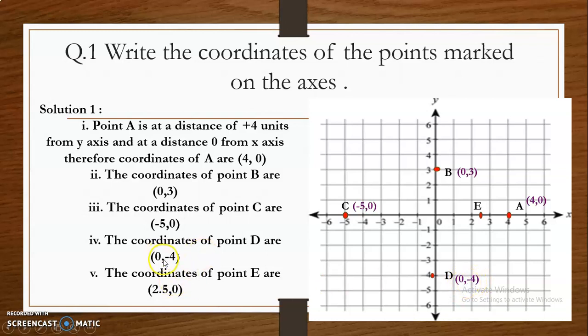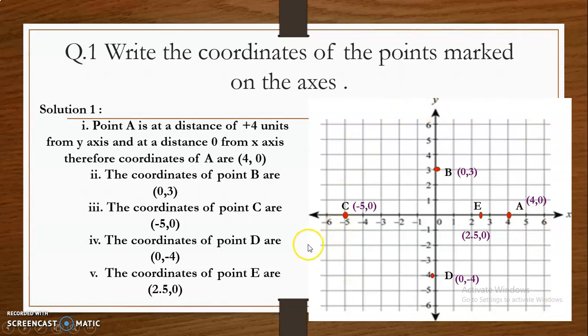Now see the coordinates for the point E. How much distance away from the vertical axis? It is 1, 2 and 2.5 because it is lying between 2 and 3. So it is 2.5 distance away from the vertical y-axis. And as it is on the x-axis, the second coordinate will become 0. So the coordinates for point E are 2.5, 0. I hope you have understood this question.